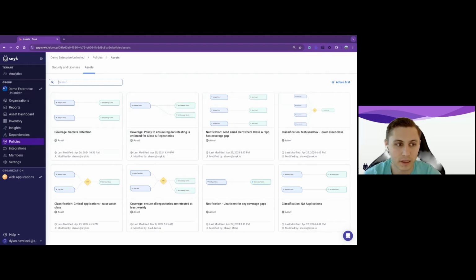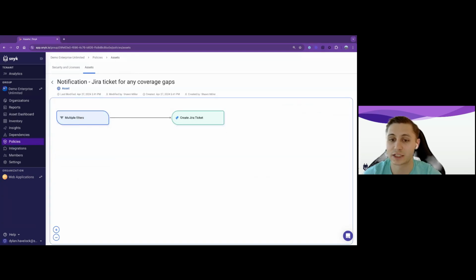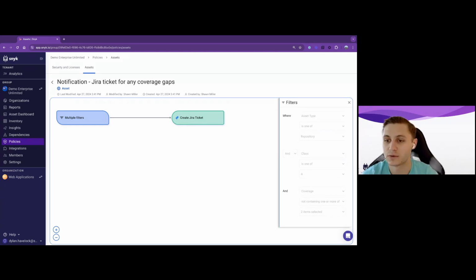And then what we can also do is do cool things like actually notify when any of our class A repositories have a coverage gap. So again, you can apply filters. We can look at just repositories that have been tagged as class A that don't have the different Snyk coverage gaps, and then we can either create a Jira ticket, send an email, or a Slack message, which can then alert us to take action and ensure that we get those critical applications being scanned by our AST tools.